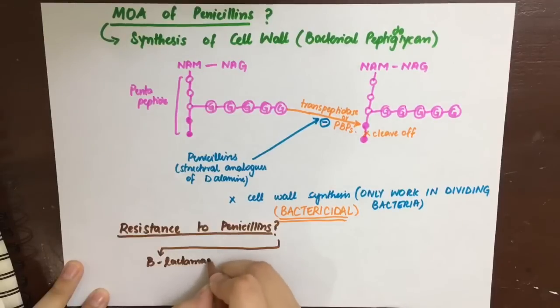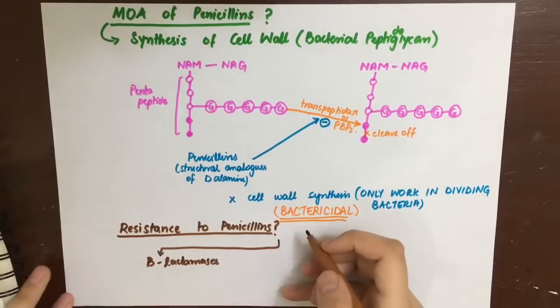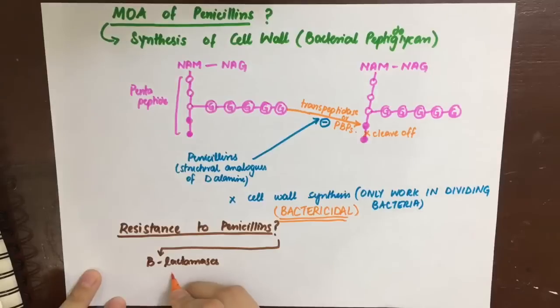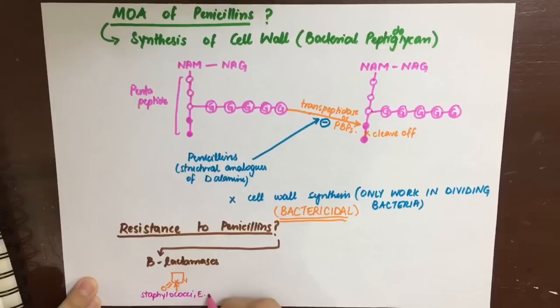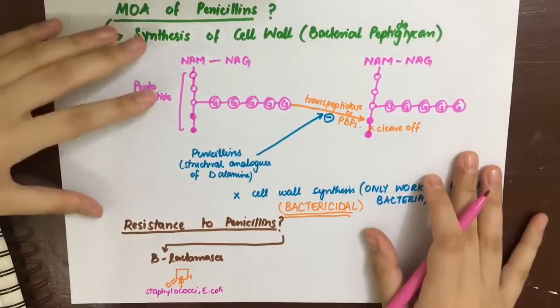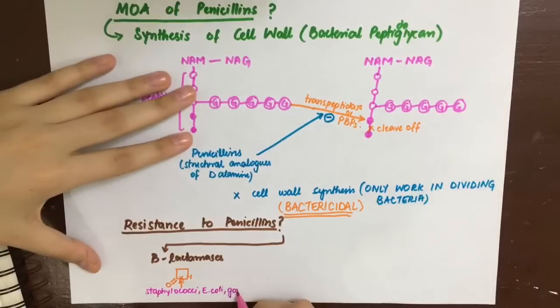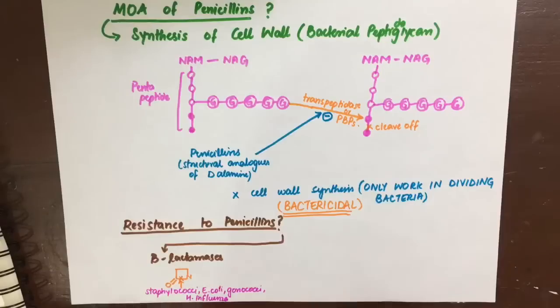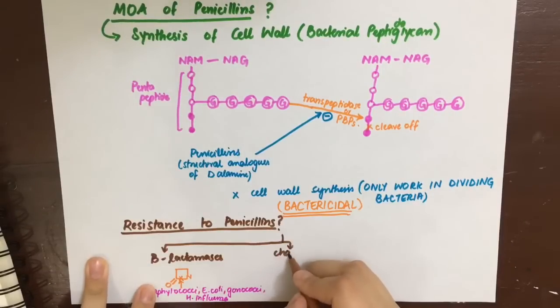The first mechanism is via the production of beta-lactamases, that is, enzymes that cleave that specific susceptible bond in the beta-lactam ring of beta-lactam antibiotics. This type of resistance is very common in Staphylococci, E. coli, gonococci, that is Neisseria, and H. influenzae.